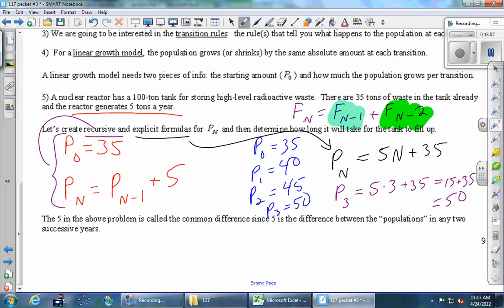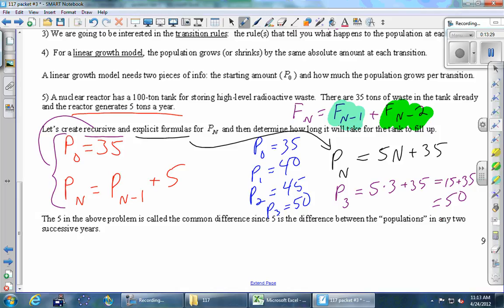If you had a choice, would you prefer using the recursive or the explicit? Explicit. The explicit allows us to answer Alex's question like that, right? He wanted to know what's happening in 10 years. You could use the red formula 10 times in a row, build your way up to 10 years into the future, or you could use this black formula once.